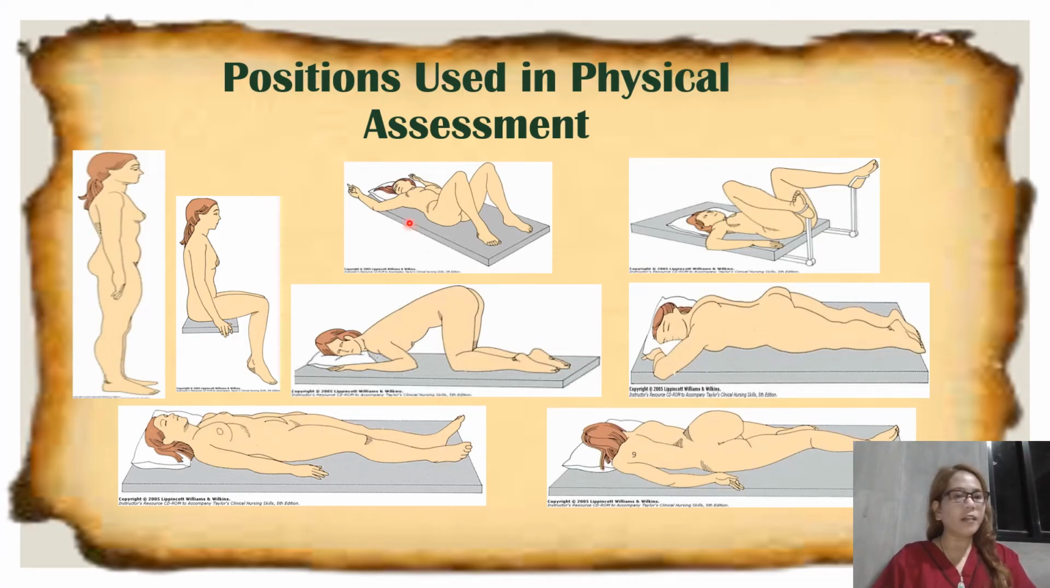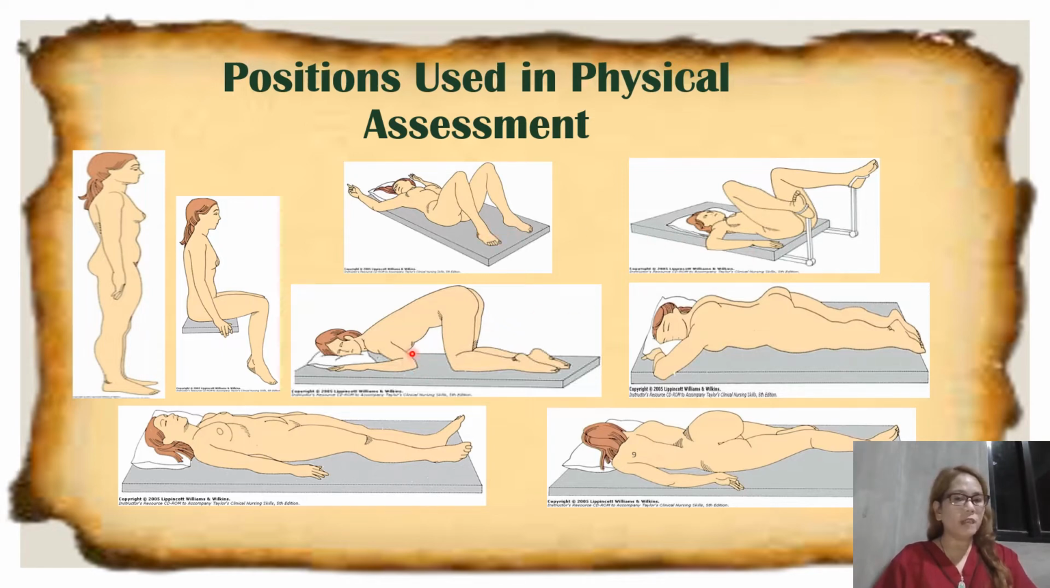Okay, so these are the different positions that are usually used in the physical assessment. Each position has its use, of course. For example, the standing position, if you are checking or assessing the posture of the client, or if you are checking the spinal column of the client. The sitting position, if you're checking the anterior and posterior thorax, for example, and then the dorsal recumbent and the lithotomy position, if you are checking the genital area, or the female genital area.